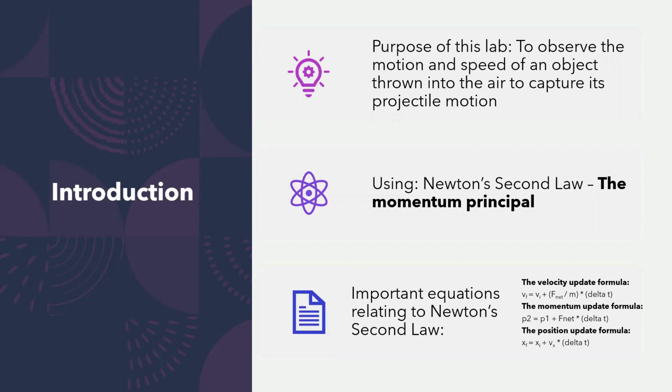Some important equations relating to Newton's second law are the velocity update formula, Vf equals Vi plus F net over m times delta t, the momentum update formula, P2 equals P1 plus F net times delta t, and the position update formula, Xf equals Xi plus Vx times delta t.